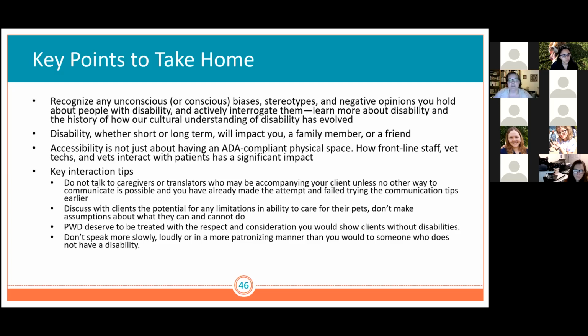People with disabilities also deserve to be treated with the respect and consideration you would show clients without disabilities. Again, we want to be careful of building in pity or low expectations into how we interact with people with disabilities. And finally, again, don't speak more slowly, loudly, or in a more patronizing manner than you would to someone who does not have a disability. Again, this is an issue of respect right here. So those would be the key take-home points that I would have you go away with.